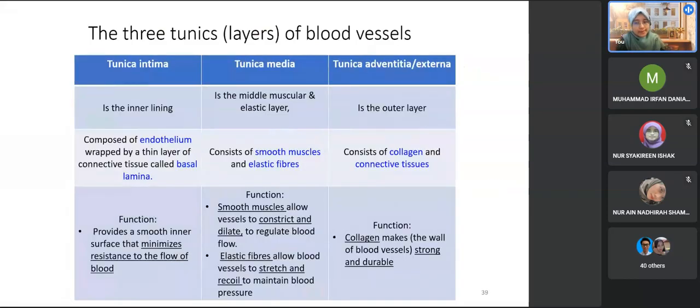Okay, so the three tunics, or the three layers of blood vessels. So kita ada tunica intima, bahagian yang dalam, which is the endothelium layer tadi yang smooth. Dia ada pada tiga blood vessels ni lah, artery, capillary and also vein. So it is the inner lining. The inner lining is composed of the endothelium wrapped by a thin layer of connective tissue, which is the basal lamina. So the endothelium layer is protected by the basal lamina layer.